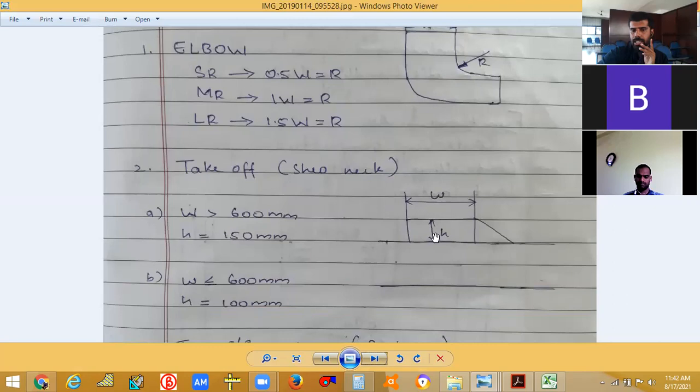So we have to give the height when we are drafting or when we are designing. We have to give this height, and we have to give a 45-degree from here to this main duct. If the width of this branch duct is greater than 600 mm, give this height as 150. If the width is less than or equal to 600, give this height as 100. Okay, this is the main duct and this is the branch duct.